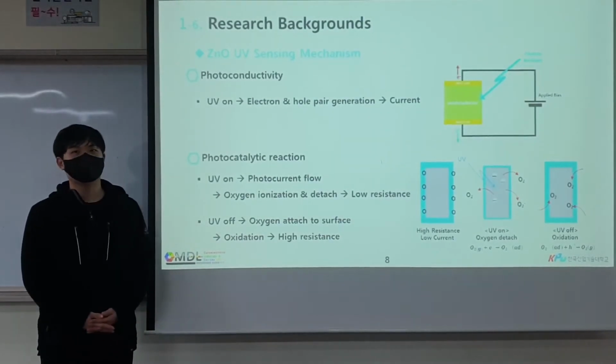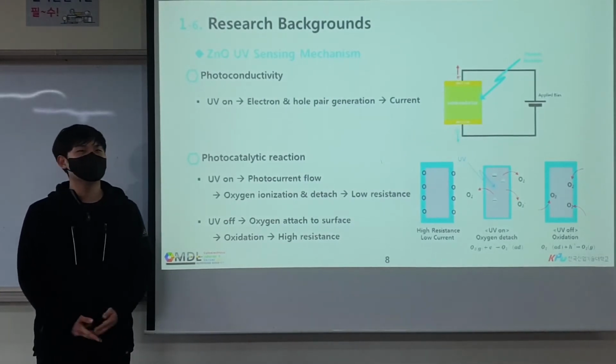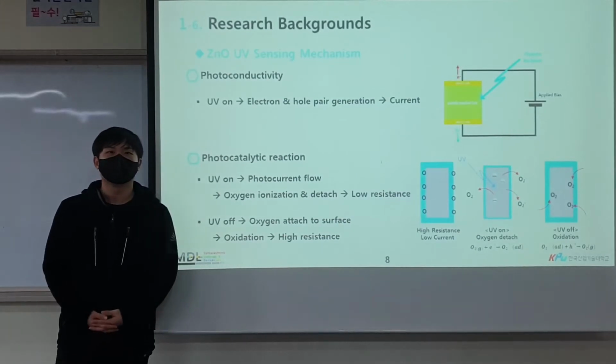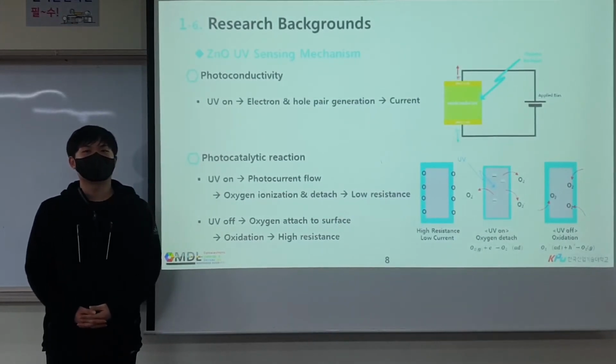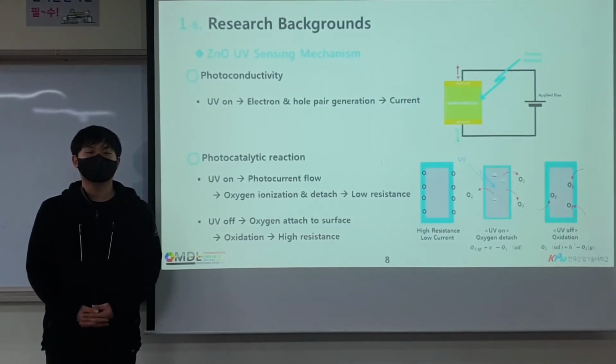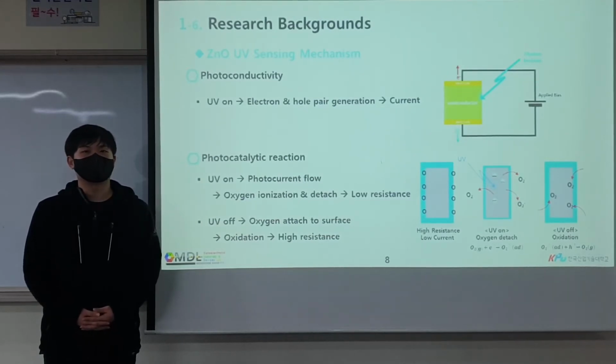Now, would you look at the figure on the screen? The figure shows the principle of the UV sensing mechanism. When the semiconductor receives UV light, an electron and hole pair is generated. The generated hole ionizes and detaches surface oxygen, so it lowers resistance and increases current. But when the UV light is blocked, oxygen gas covers the surface again, and increases resistance and lowers current.